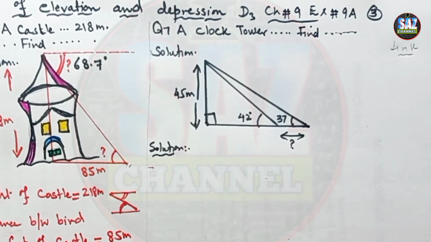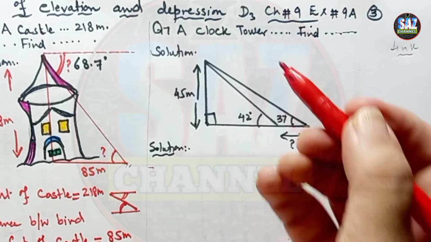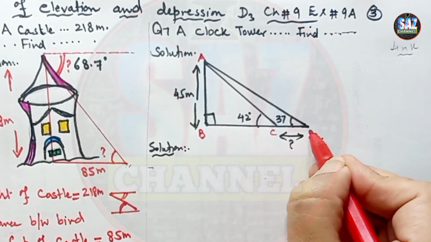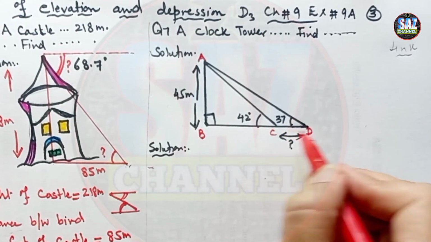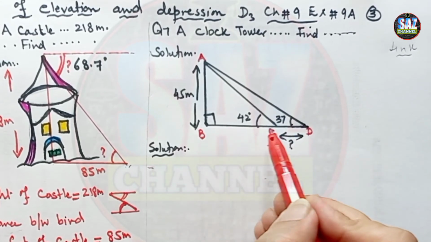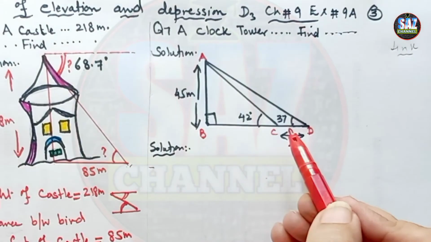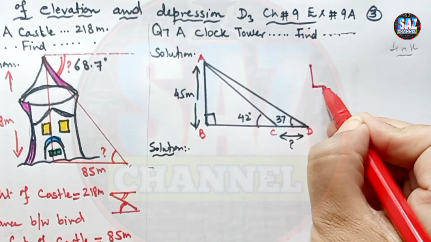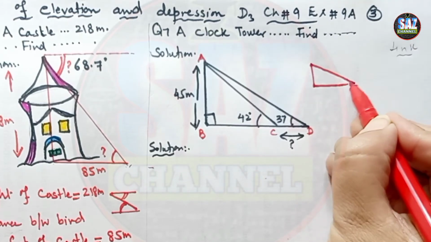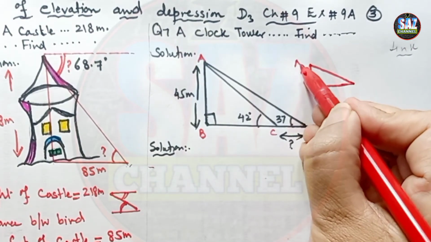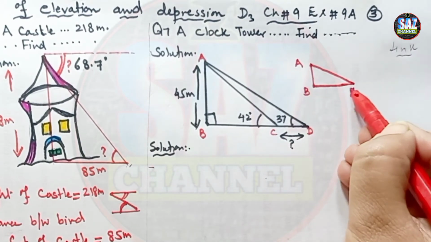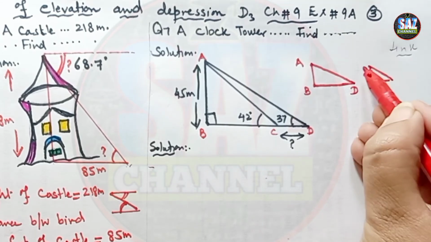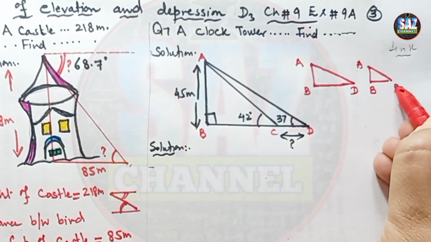Let me first mark the vertices of this whole shape, and then we'll discuss what to do and how to do this. A, B, C and D. CD distance is unknown, and if we look at the diagram carefully, we can see that this diagram basically has two right triangles. One is the outer big triangle ABD, and the other one is the small triangle ABC.